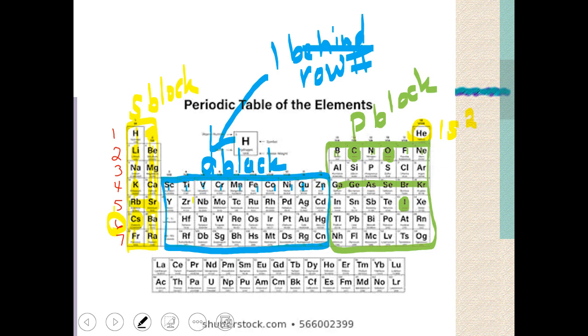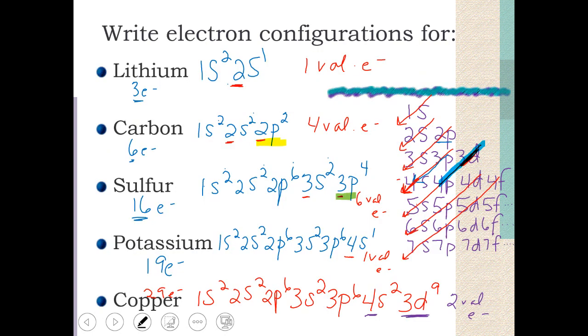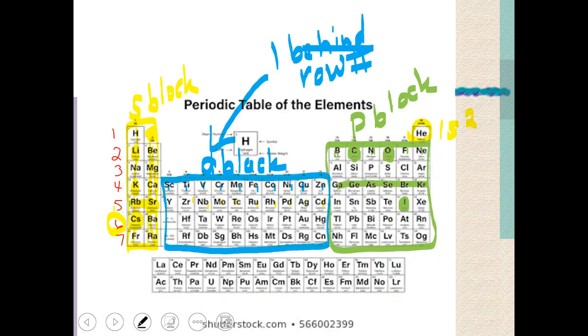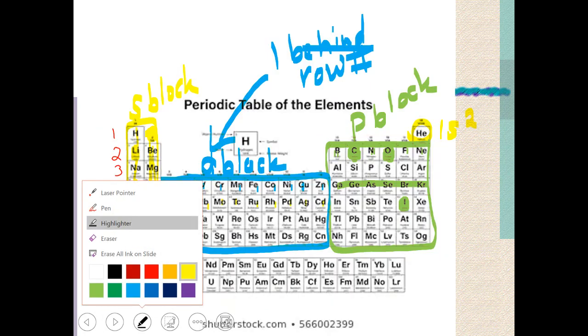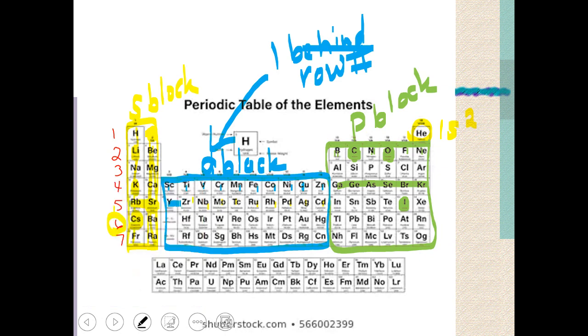4d. 1, 2, 3, 4, 5, 6, 7, 8, 9, 10. Where do you go after 4d10? After you're at 4d10, you go to 5p and then 6s. So here's the 4d right across here, 4d10. Then you got the 5p and 6s going right across here, fifth row.